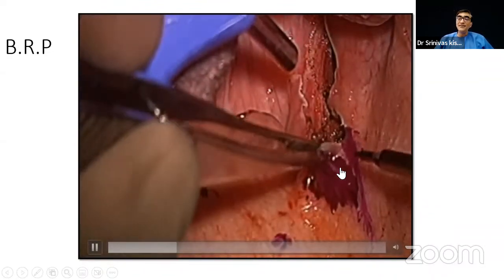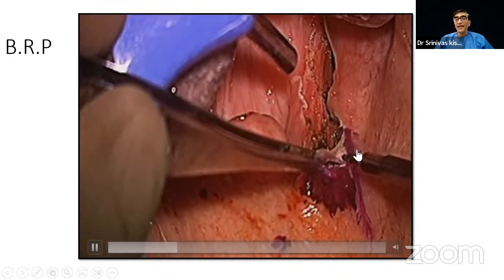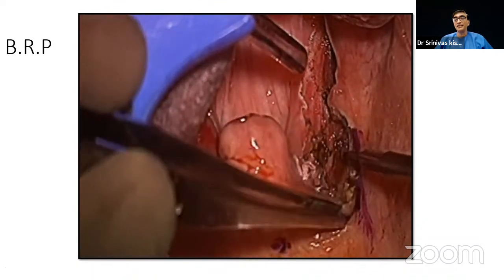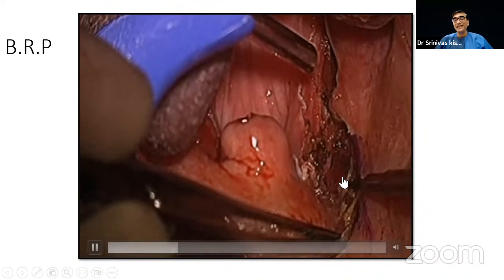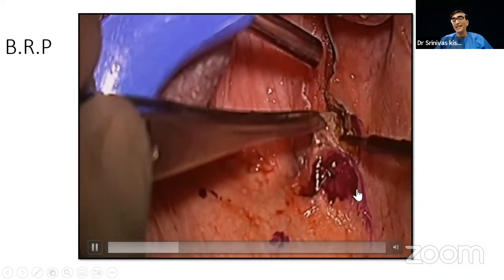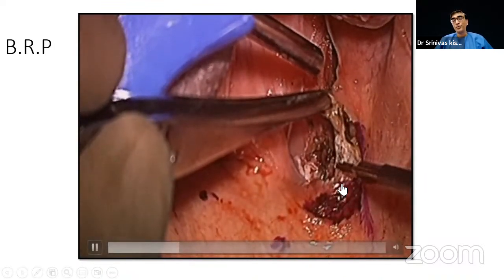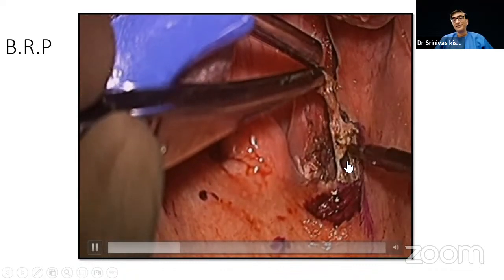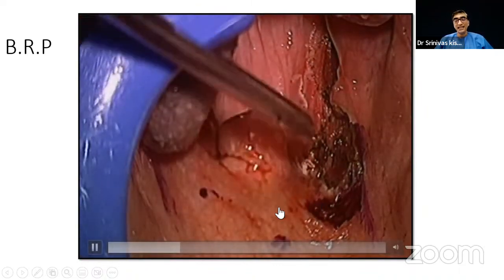And then you identify the supratonsillar fat pad, and removing the supratonsillar fat pad is very important to get that squaring off effect, and you want that scar to be solid. See, now you can see the supratonsillar fat pad there. Beautifully, you take it out. Yes, so once this is done, all the dissection is done.